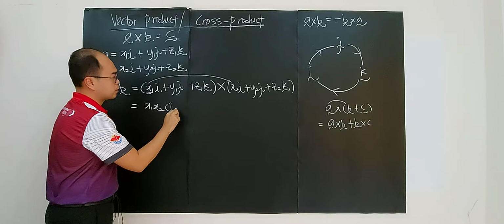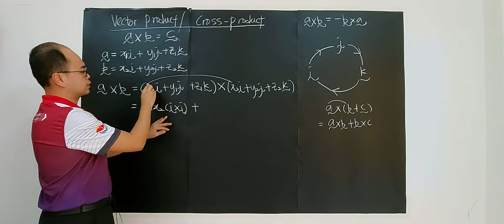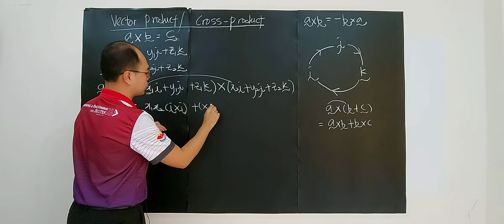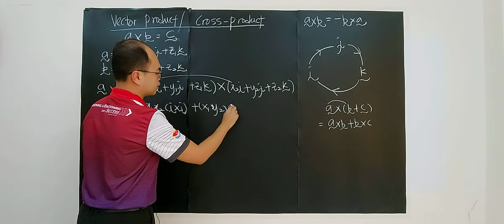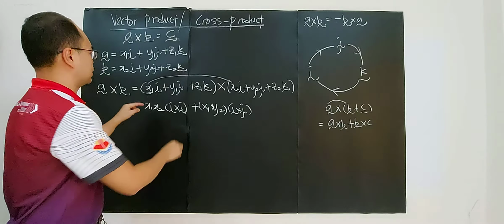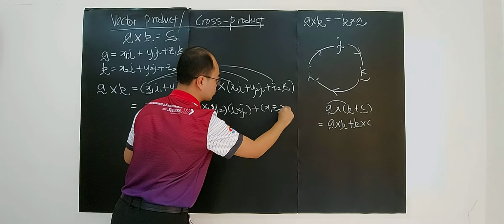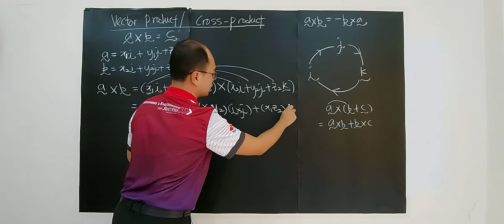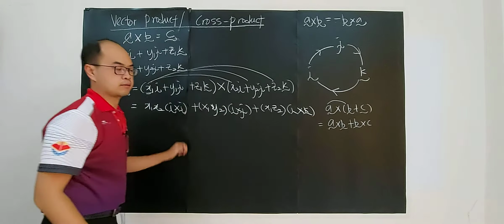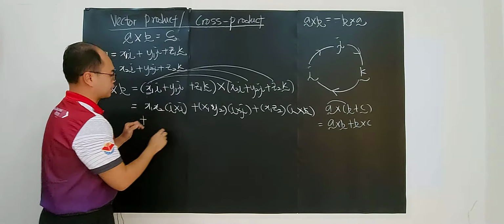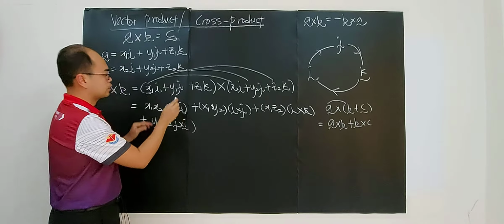And i cross with i. So we have to expand everything here. So x1 x2, i cross i, then you have x1 y2, i cross j. Then x1 z2, and the component vector i cross k. Followed by positive y1 x2, which is j cross i.